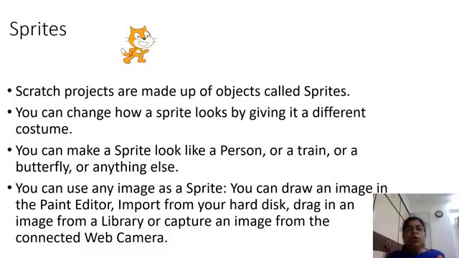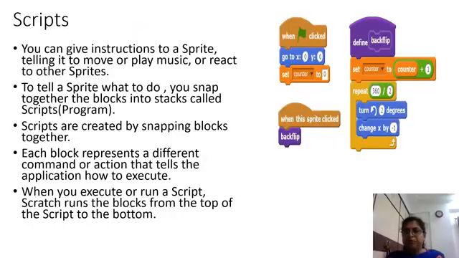You can use any image as a sprite. You can draw an image in a paint editor, import from your hard disk, drag in an image from a library, or capture an image from the connected web camera also. It is not like it should be only in the library. From a file also you can take, or from the camera also you can take any image which you want. Not necessarily always a cat, which is given by default.